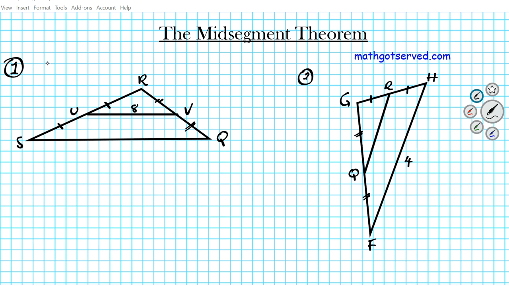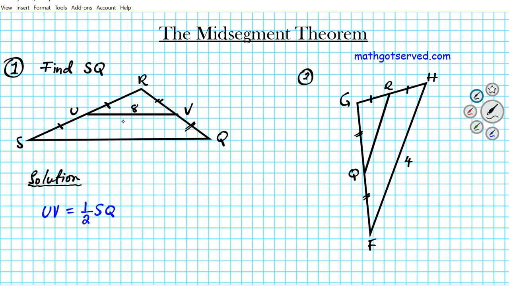Now let's take a look at some examples. For question number 1, let's say we are to find the length of segment SQ. We want to find SQ. What we're going to do first is write down the conclusion that we can arrive at using the midsegment theorem. UV is the midsegment, as you can see here. So UV is going to be half as long as SQ. UV is equal to 1/2 SQ, or you can say SQ is twice UV. This is the equation that we can write using the midsegment theorem.